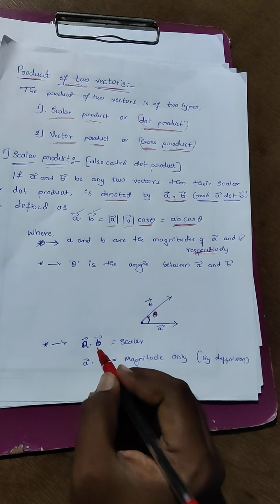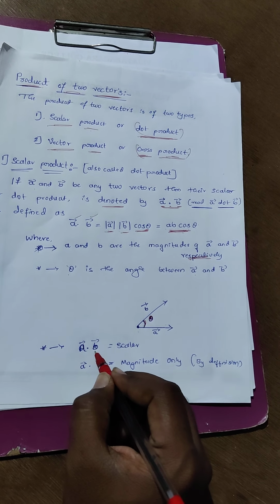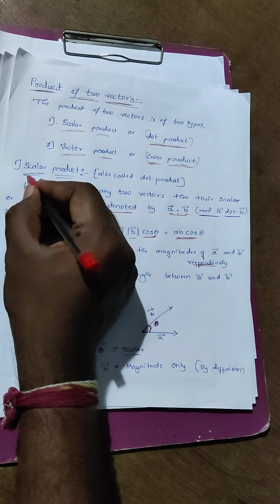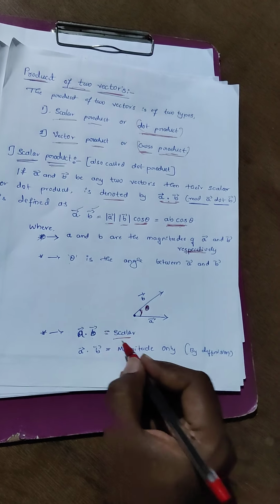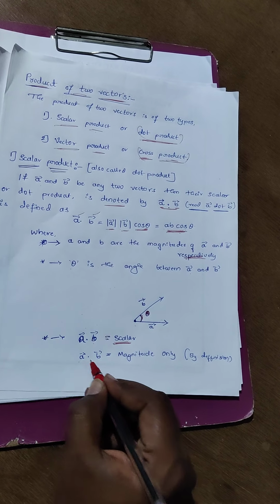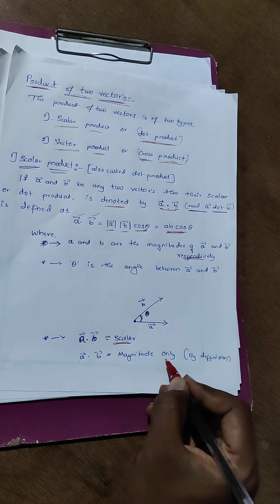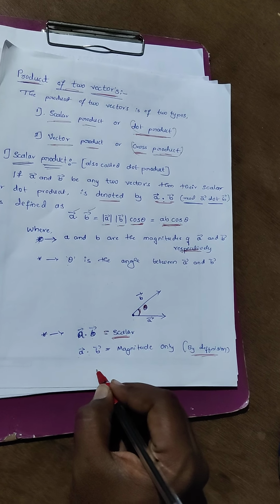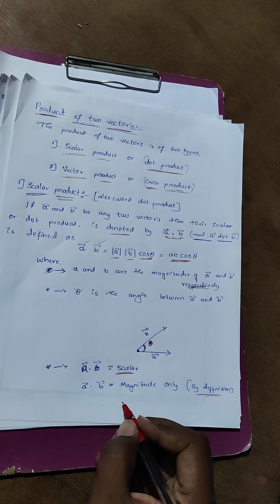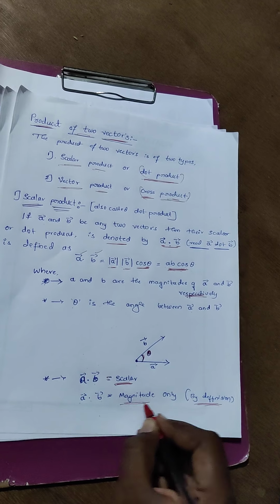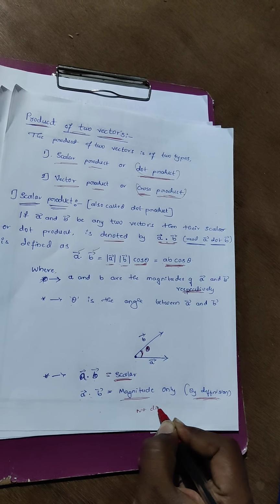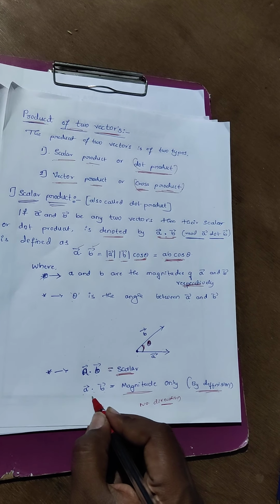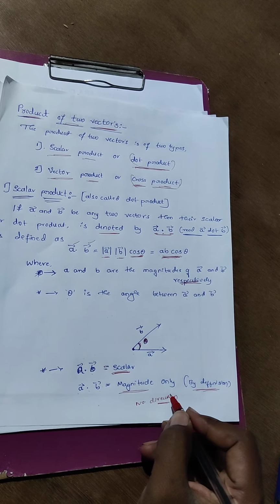Now vector A dot vector B is equal to a scalar. We know this is a scalar product, so the result is also a scalar. A scalar is nothing but it has magnitude only, no direction. So the product A dot B is magnitude only.